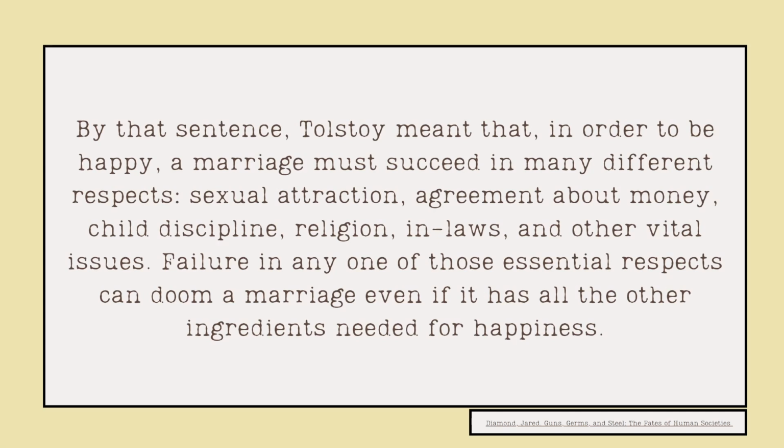By that sentence, Tolstoy meant that in order to be happy, a marriage must succeed in many different respects: sexual attraction, agreement about money, child discipline, religion, in-laws, and other vital issues. Failure in any of these essential respects can doom a marriage, even if it has all the other ingredients needed for happiness.